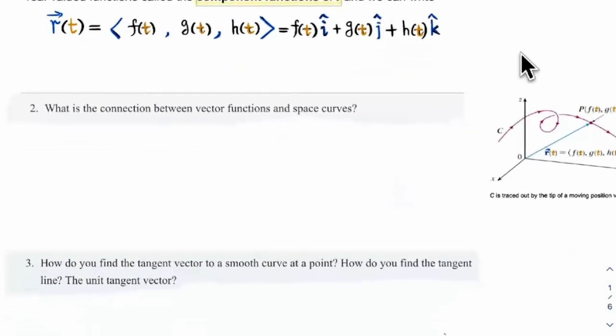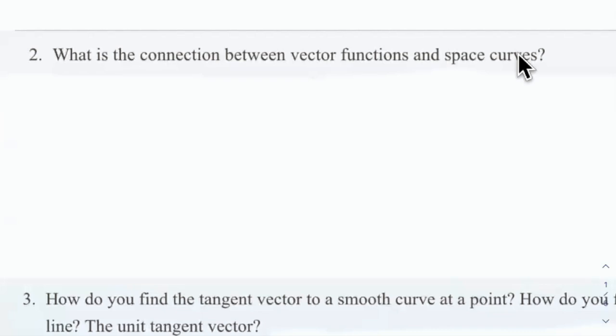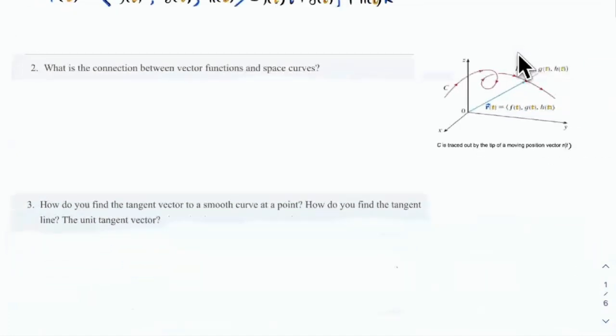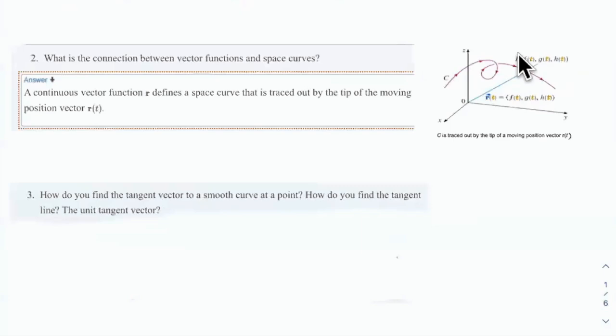The second question over here is, what is the connection between a vector function and a space curve? Yeah, so Melanie got this. Melanie said that this vector function is going to define a space curve. And this space curve is traced out by the tip of each vector. When you substitute different t, the tip of each vector is going to trace out this space curve. Yeah, you got it. So a continuous vector function defines a space curve that is traced out by the tip of the moving position vector.